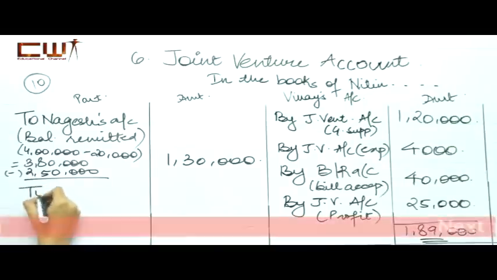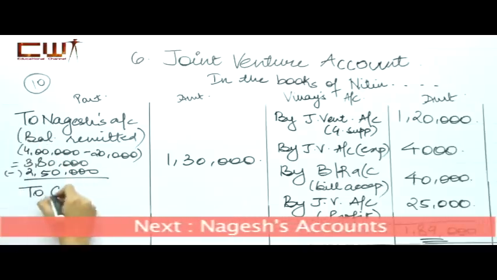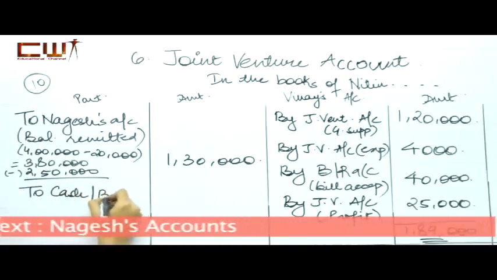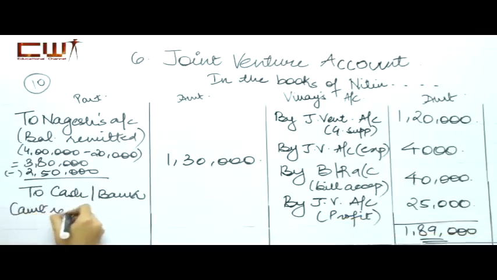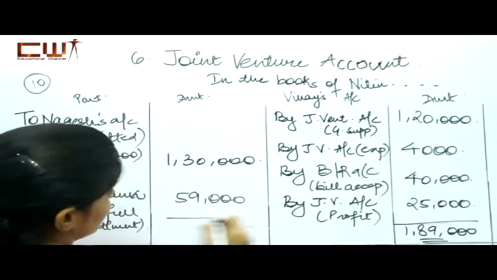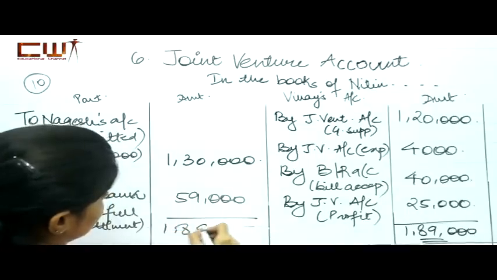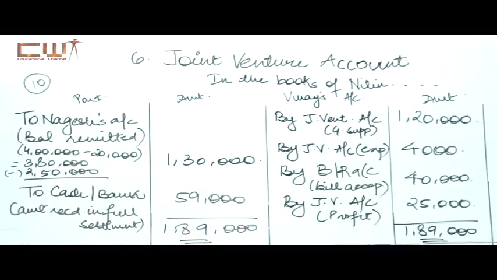So this is to cash or bank, that is amount received in full settlement. Cash or bank, whatever, right? Amount received in full settlement. How much? 59,000. And you write 1,89,000. Alright. Next you come to Nagesh's account.